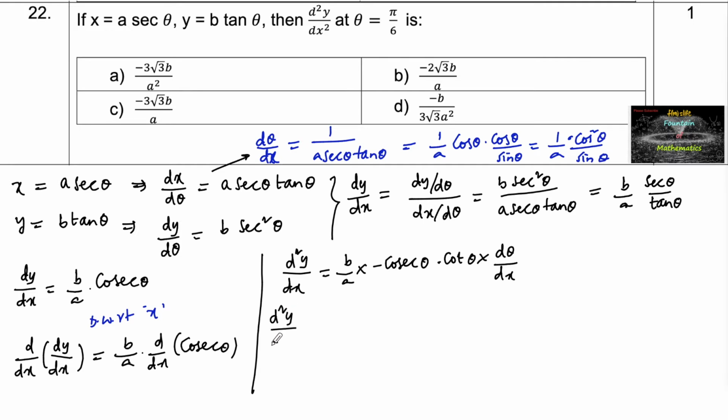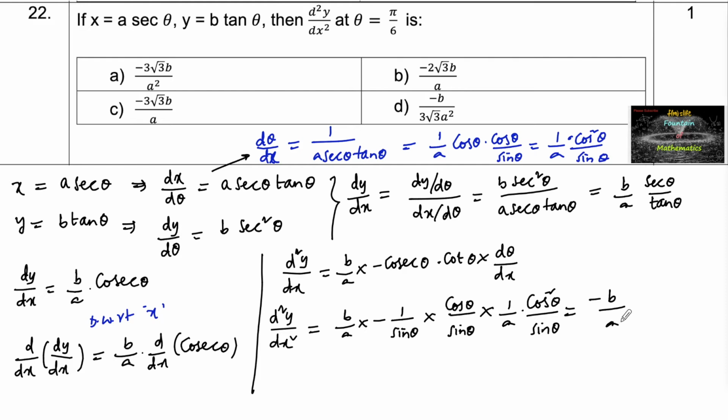So that is d square y by dx square is equal to b upon a into minus cosecant, which is 1 upon sin theta, cot theta is cos theta by sin theta, into d theta upon dx, which is nothing but 1 upon a cos square theta upon sin theta. So which is equal to minus b upon a square cos cube theta upon sin cube theta.